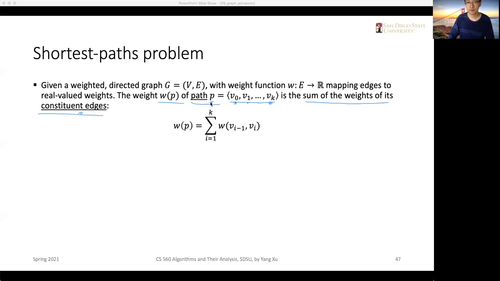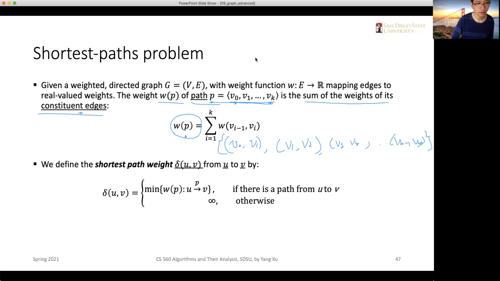So for this particular path, the constituent edges are V0 to V1, that is one edge, and also V1 to V2, and then so on, and the last one should be Vk minus 1 to Vk. If we put those edges into a set, these are all the constituent edges. And if we sum up the weights of all these edges, then that will be the total weight of the path.